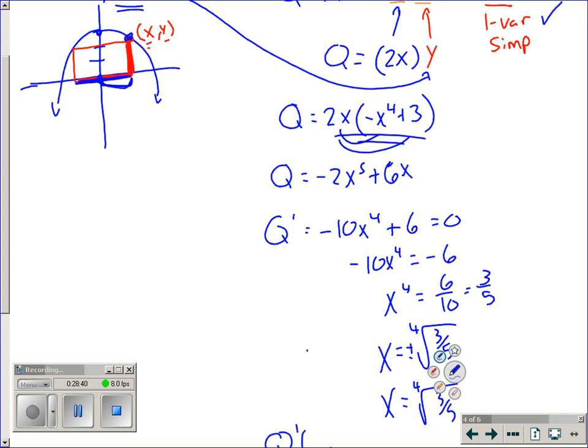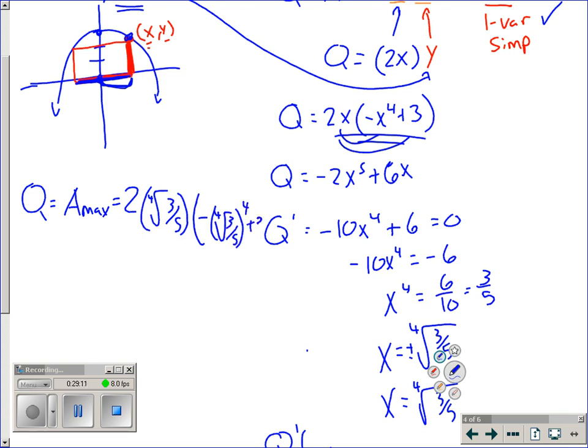If you want to know your maximum volume, all you got to do is just plug it into your Q equation. So for instance, Q equals, which is just my maximum area, 2 times the fourth root of 3/5 times negative the fourth root of 3/5 to the 4th plus 3. And that's just me plugging that x value into my area formula.